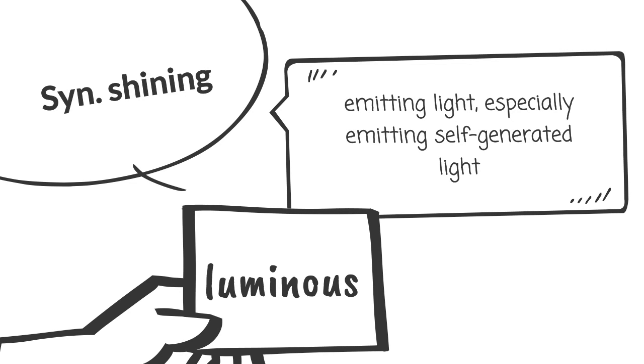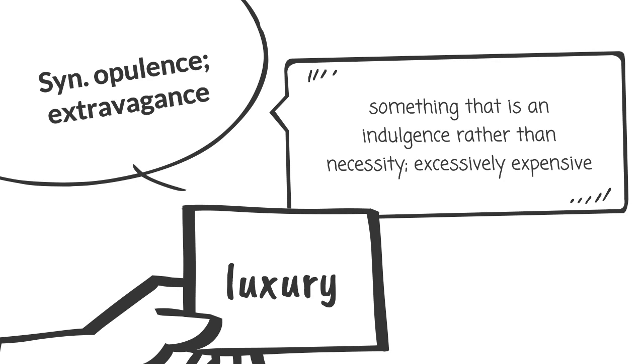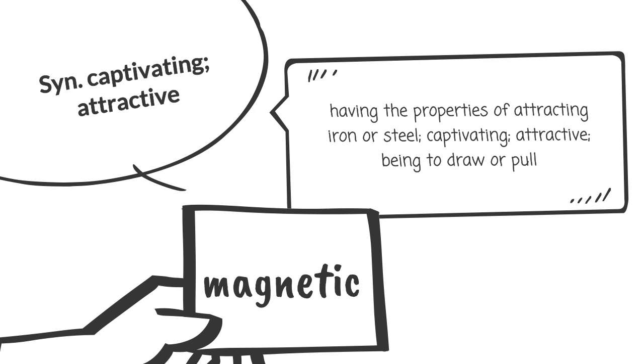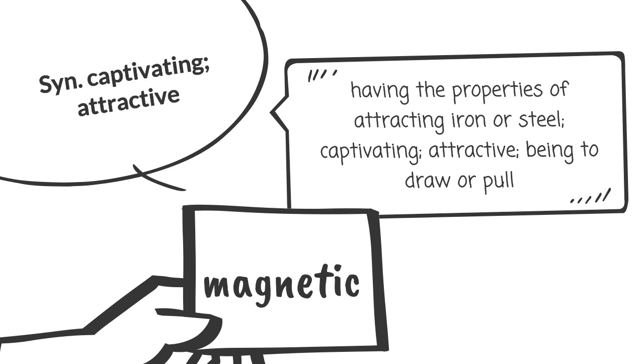Luminous. Synonym: shining. Emitting light, especially emitting self-generated light. Luxury. Synonym: opulence, extravagance. Something that is an indulgence rather than necessity, excessively expensive. Magnetic. Synonym: captivating, attractive. Having the properties of attracting iron or steel, captivating, attractive, being to draw or pull.